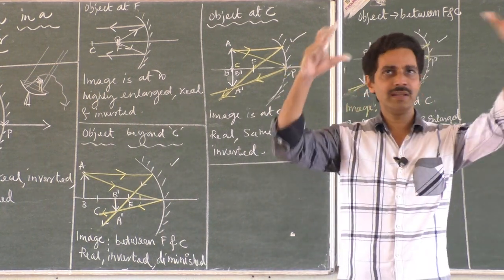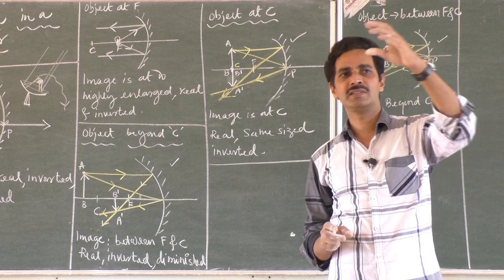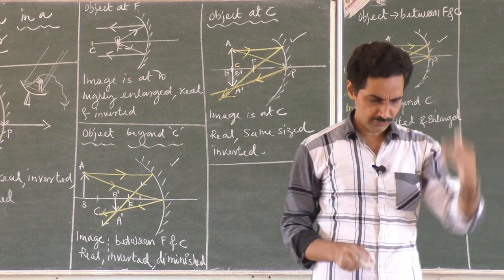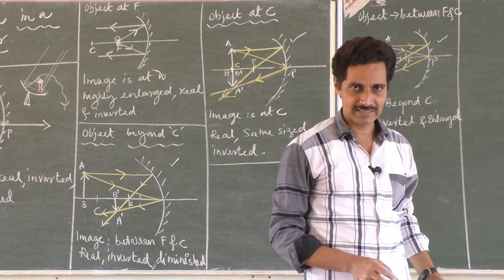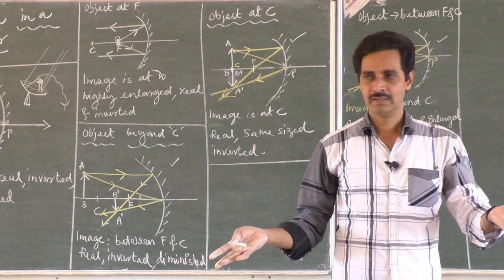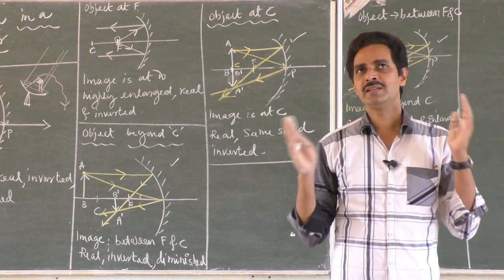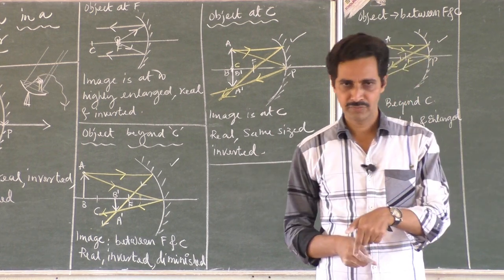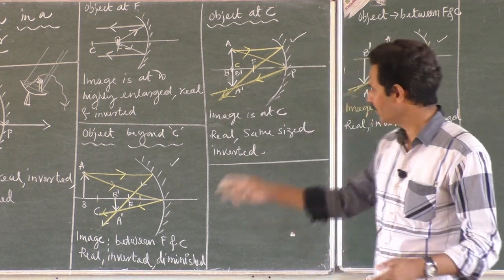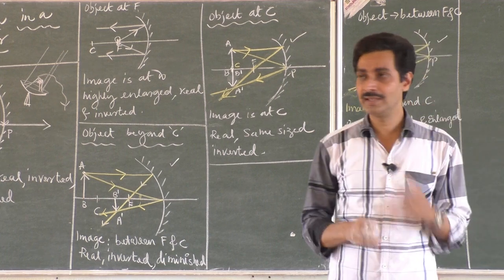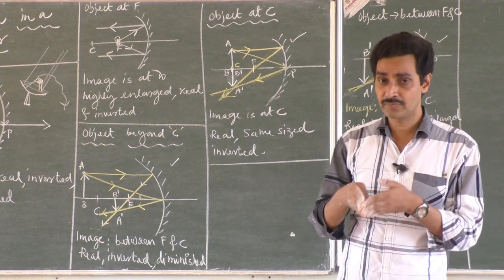So for the whole table, when the object is kept beyond C, at F, at infinity, you have some 5 to 6 different possible cases. But you need not remember it. Theoretically, go to the points. When the object is at infinity, the rays are parallel and the image is at the focus, real. And all the images are real, you see. Everything is real, and the rays of light really meet.